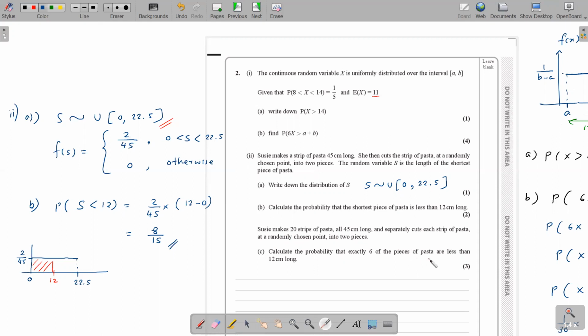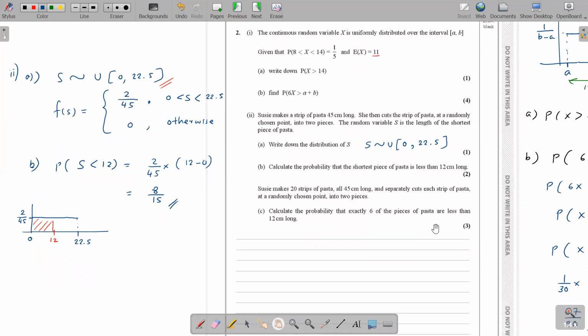Okay, are you following the question? 6 of the pieces of pasta. 6 pieces of pasta out of how many? Out of 20 strips. Out of 20 strips, they want exactly 6 pieces of pasta less than 12 centimeters long. So what do we do here in part C? What kind of a probability do we have? What is the random variable in part C?